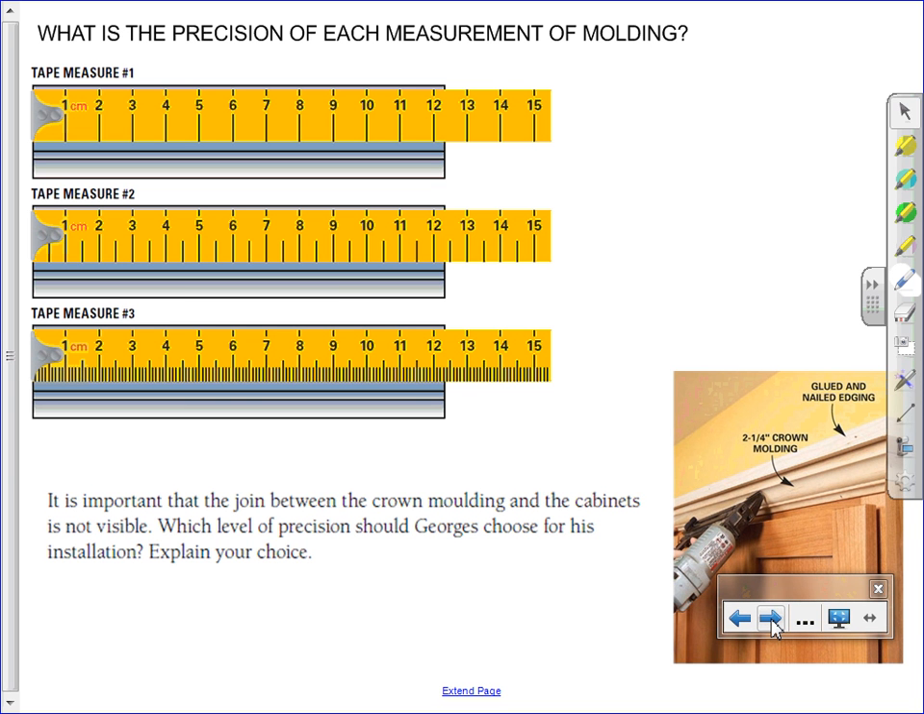And I definitely would not use tape measure number 1 because that doesn't even allow me to get to the nearest half an inch because there's no half-inch markings, whereas in tape measure 2, yes, it marks half inches, or maybe centimeters, sorry, not inches. And then the third one is the most precise, and I would use the third one because I would like to be as precise as possible to make it fit the best.